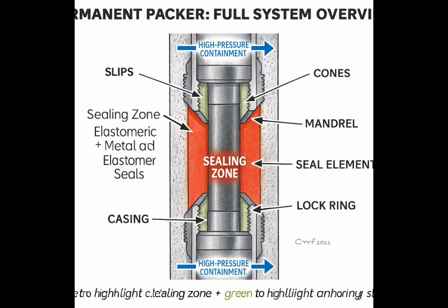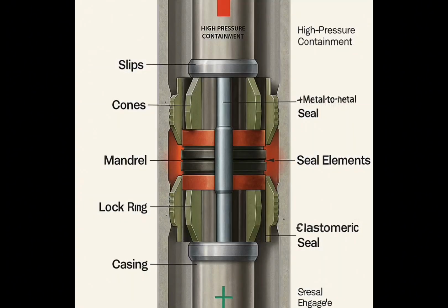and casing. Metal-to-metal and elastomeric seals are clearly indicated, demonstrating how they prevent fluid communication from the reservoir to surface. This visual reinforces the understanding that failure in any component, slips, seals, or mandrel, compromises barrier integrity.